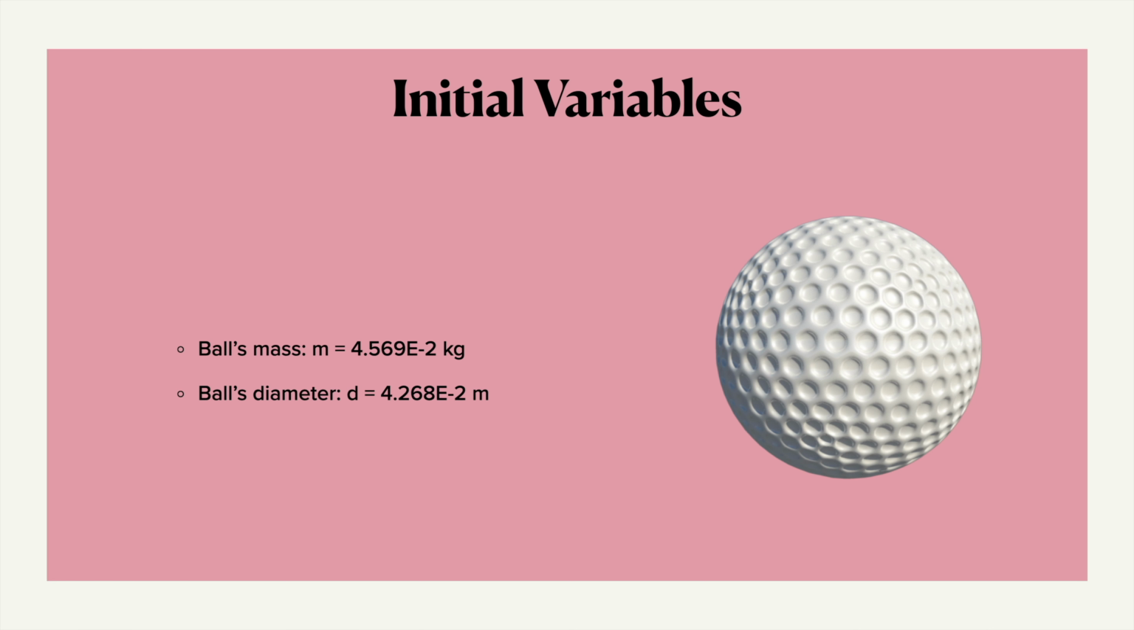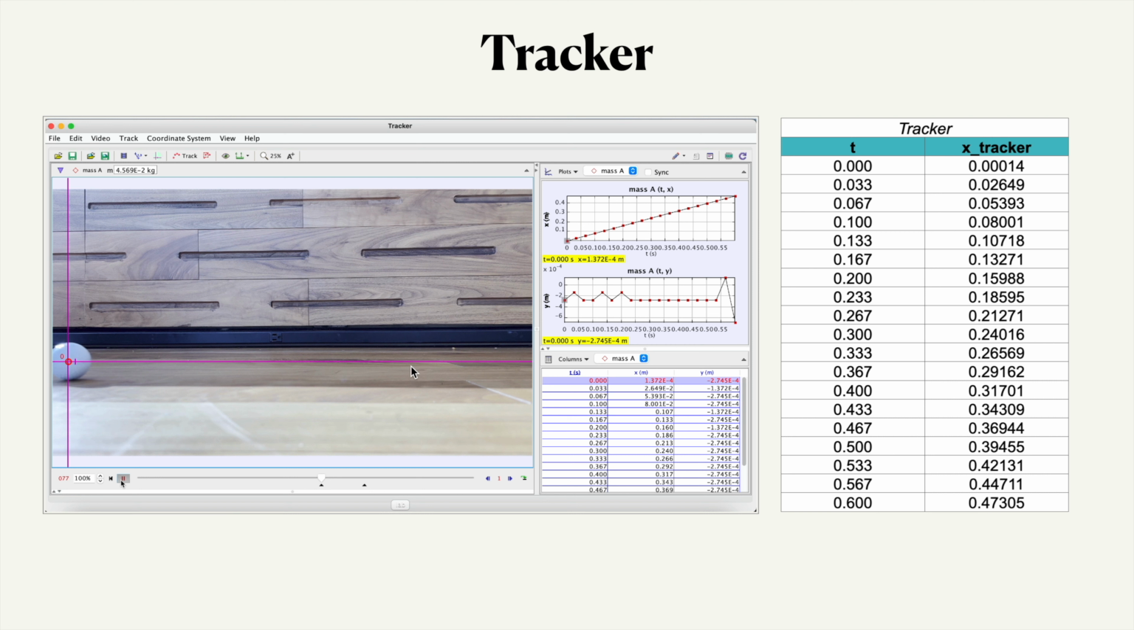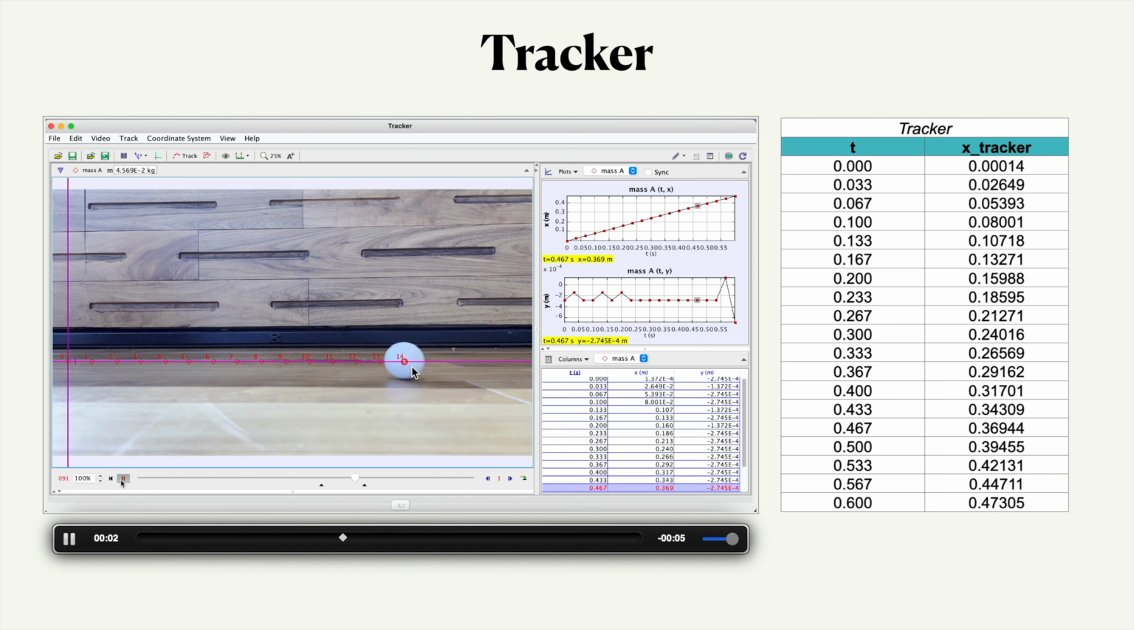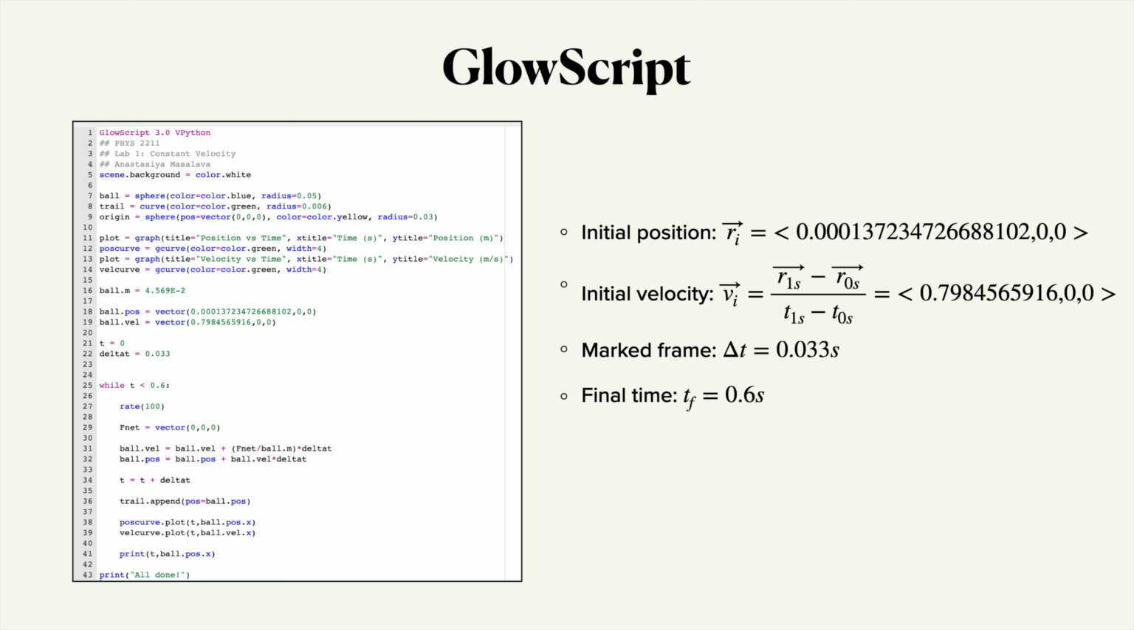As a preparation for the experiment, I found the mass and diameter of a regular golf ball. After that, I recorded the video and analyzed it in the Tracker application. After tracking the ball's position, I created a table with observed values of time and position. One of the important values I got after tracking the ball's motion was its initial position vector. I also calculated the initial velocity using the formula and set a marked frame and final time on the motion.